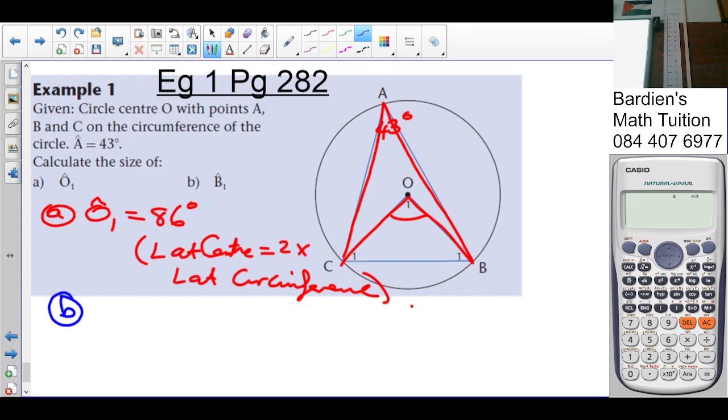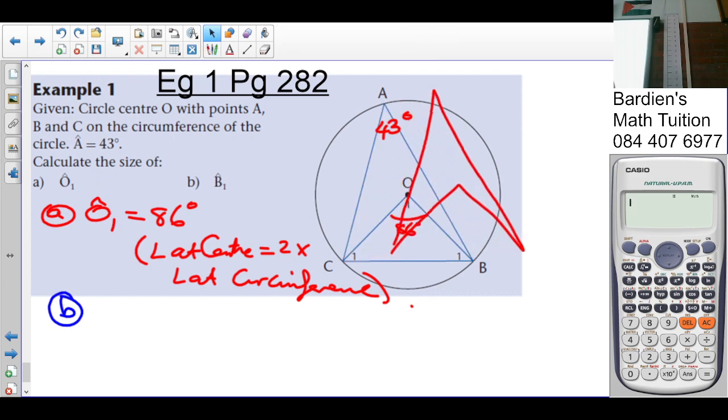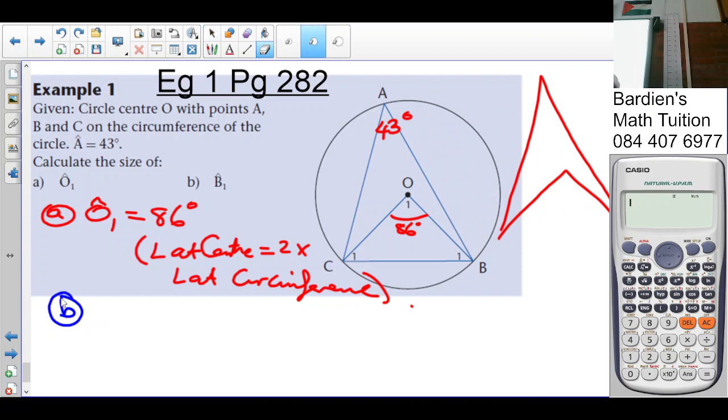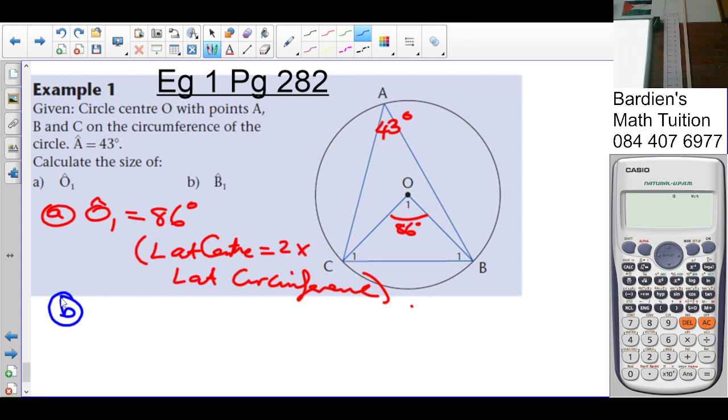So remember now, this is going to be 86 degrees, okay? It's now 86. Now the question is to calculate the size of B1. How do you calculate B1?